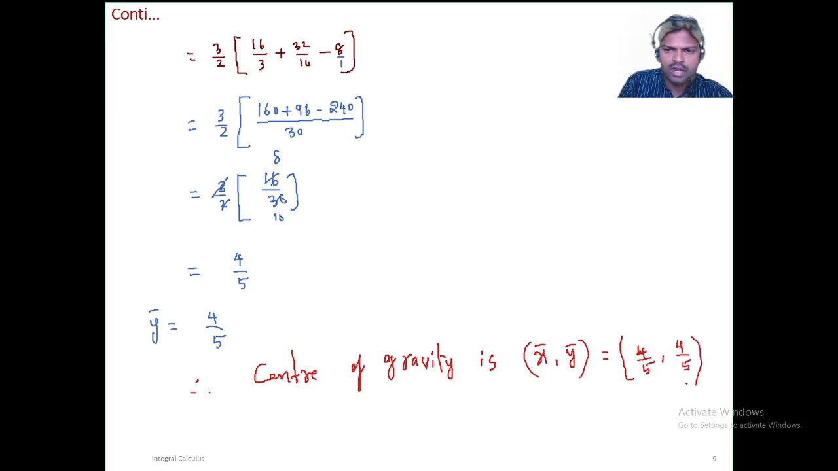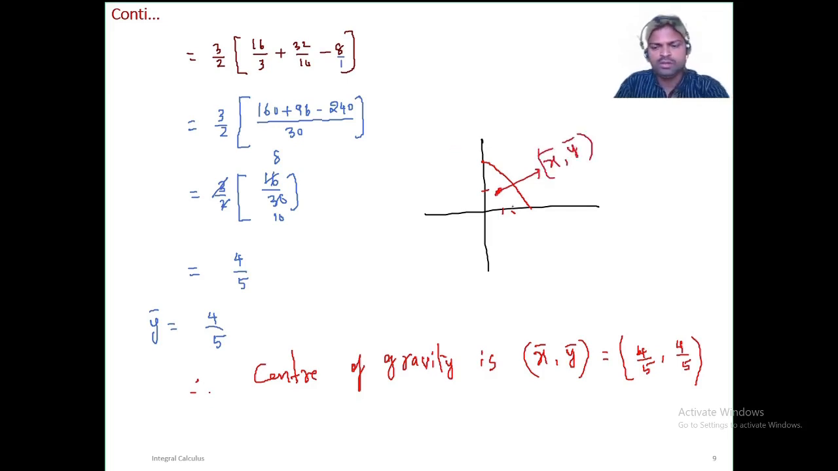That means you take this kind of triangular plate. For this triangular plate, this point will be 4 by 5 comma 4 by 5. This is the balancing point for the triangular plate. So this is 4 by 5 and this is 4 by 5. It is not exactly the middle. Why? Because it is not a uniformly distributed plate, so it comes somewhat lower. This point is called x bar y bar, and that is the balancing point.